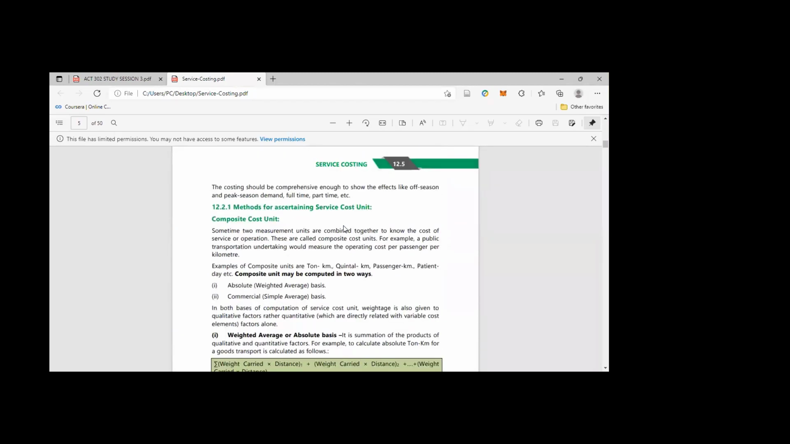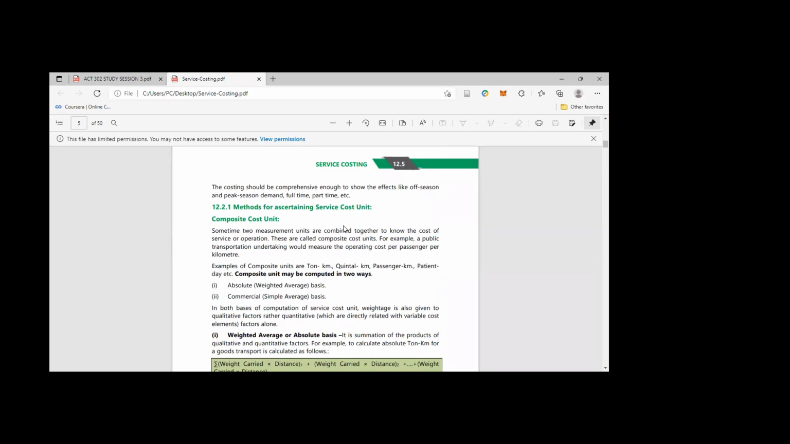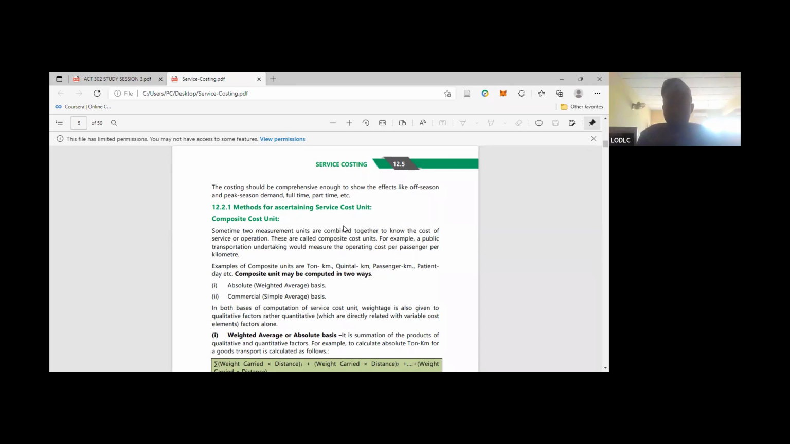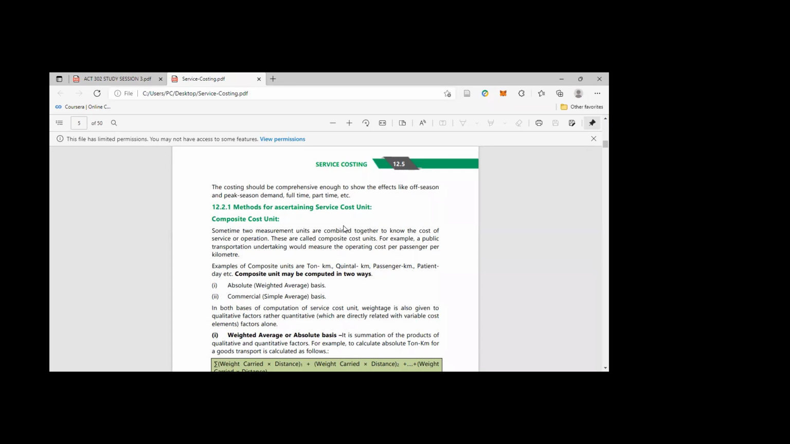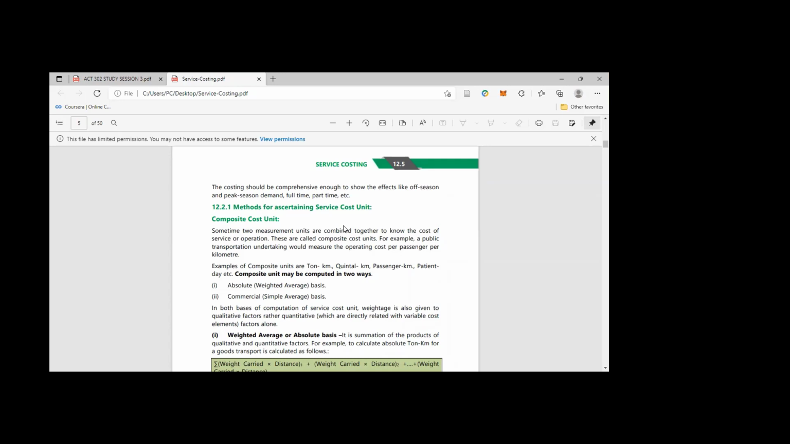Under the composite cost units, we combine 2 measurement units to know the cost of service or cost of operation. Please, I want you to listen attentively. Under the composite cost unit, when you hear the word composite, 2 measurement units are combined together for you to get the service cost or cost of operation.